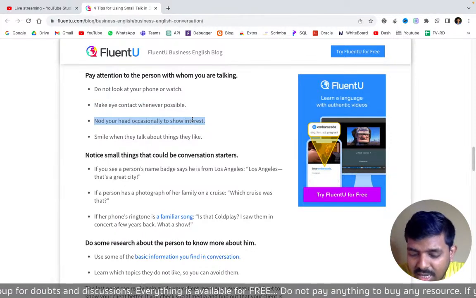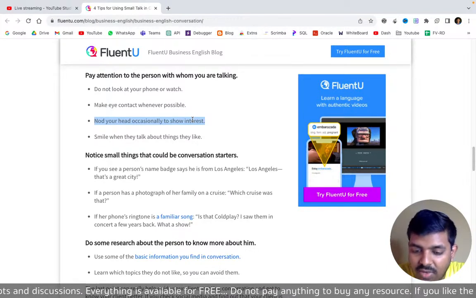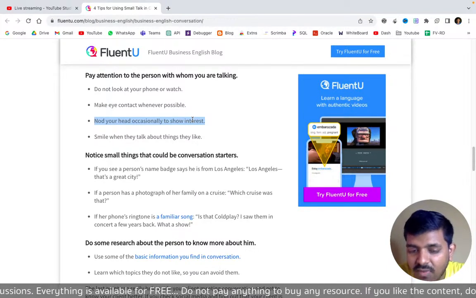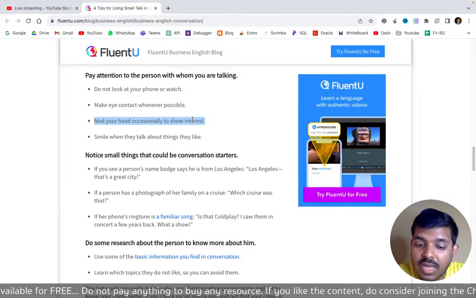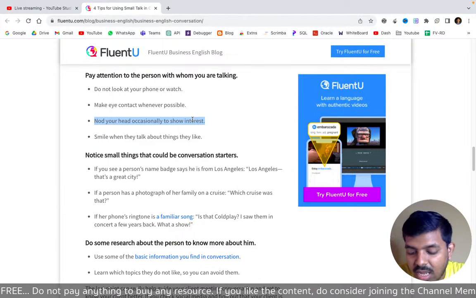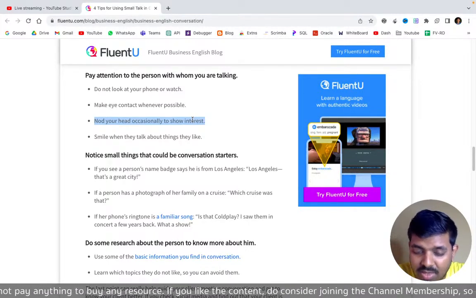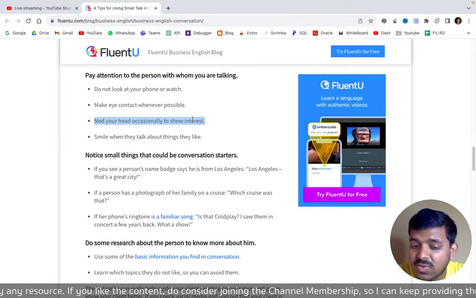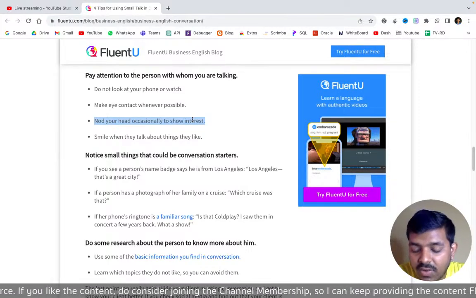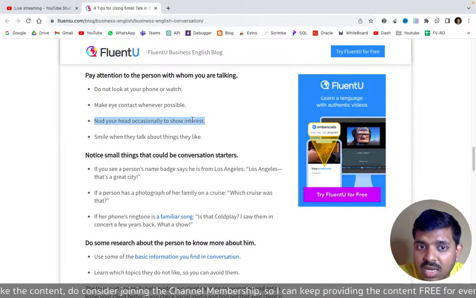Definitely this is something that we as humans have a tendency to do. Whenever we agree with something, we will usually nod our heads. Maybe this could vary from culture to culture, but this is a human tendency, and we do nod our heads whenever there is something in which we are interested, or in which we feel that yeah, we agree to it.